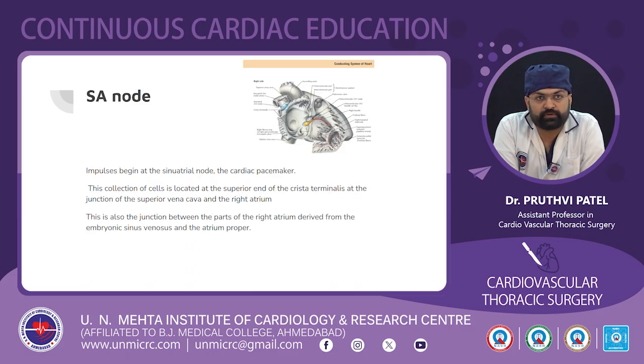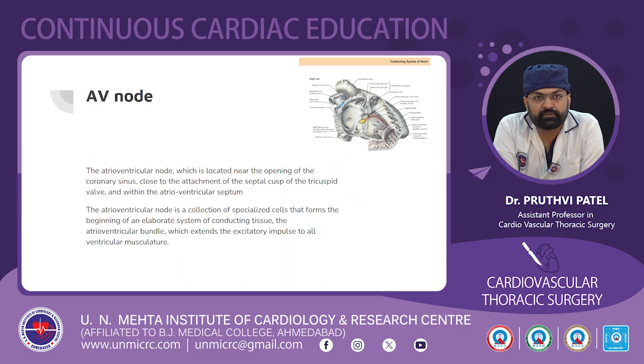Now read about the SA node. The SA node is the pacemaker of the heart, so called the cardiac pacemaker. It is a collection of cells located at the superior end of the crista terminalis, at the SVC-RA junction, the superior vena cava and right atrial junction. This is also the junction between the part of the right atrium derived from the embryonic sinus venosus and the atrium proper.